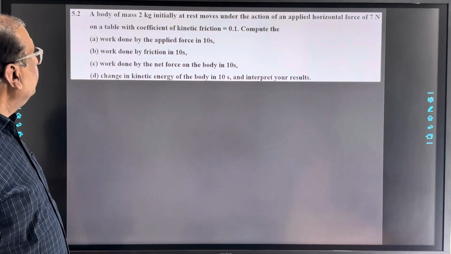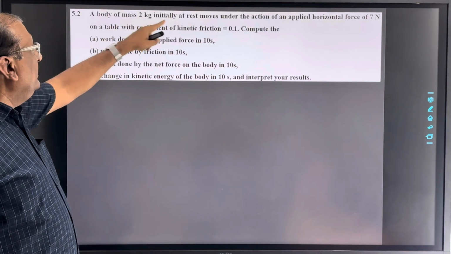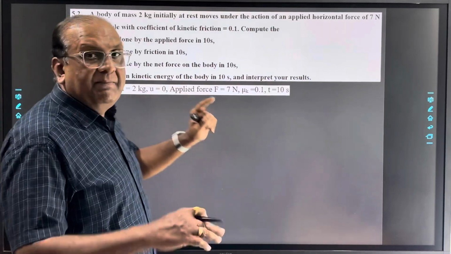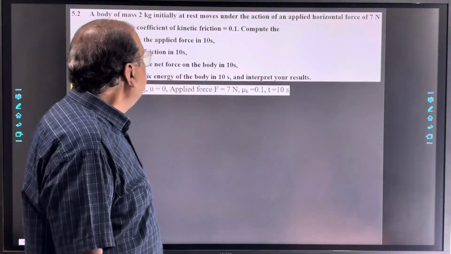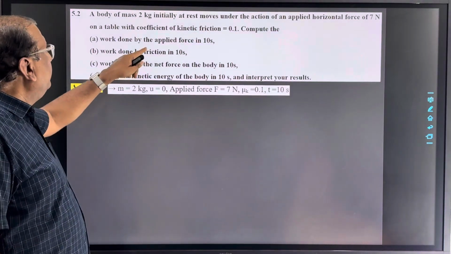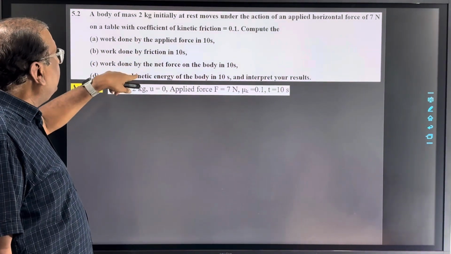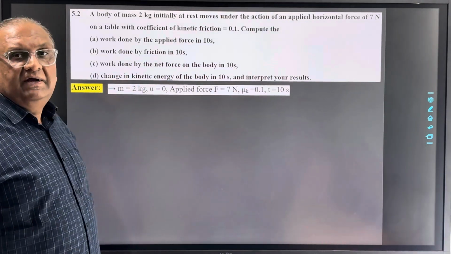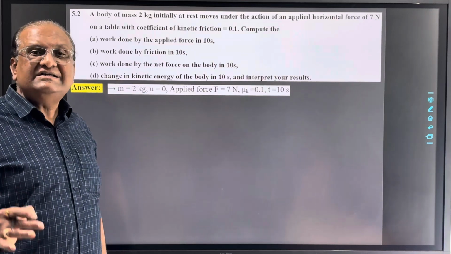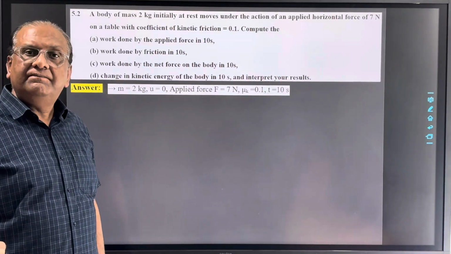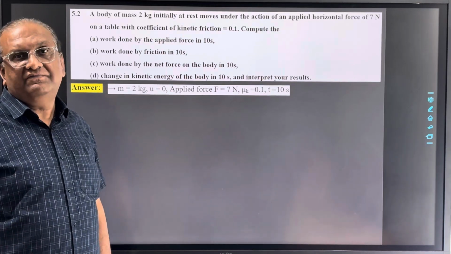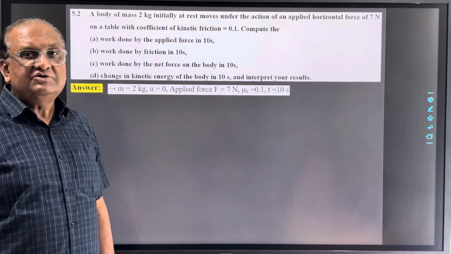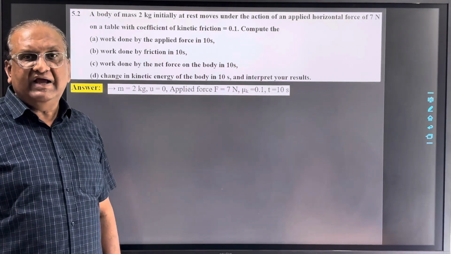Now see here. Mass of the body is given to you. Initially it is at rest, means initial velocity is 0. Then the applied horizontal force is 7 Newton. Now here we want to compute work done in these different cases in 10 seconds. So under the effect of this net force, we first have to find the displacement of the body, because work done is force into displacement. So in 10 seconds, what is the displacement that we have to find?